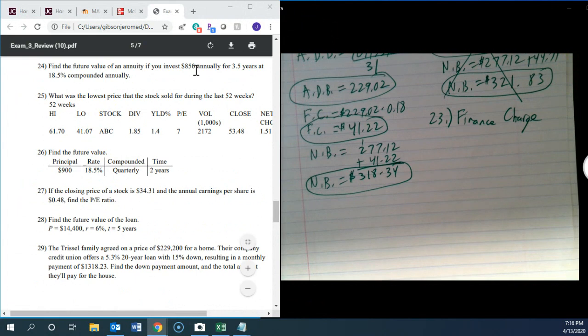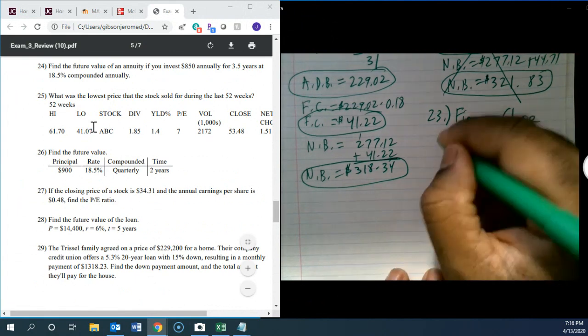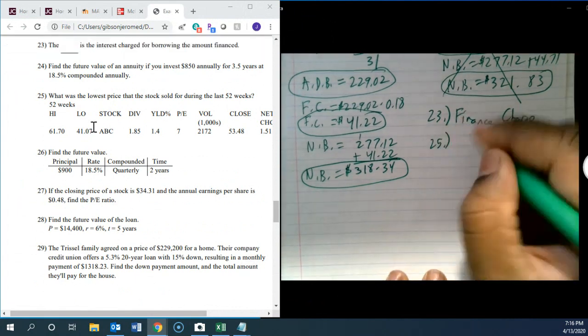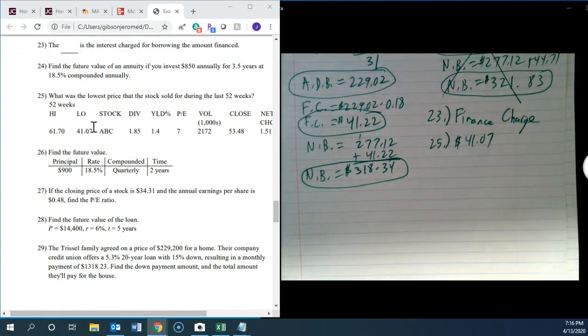But this is asking you, what is the answer when you keep adding $850 every year in addition to your interest? And we didn't do that. So now we're going to go to problem 25. It says, what was the lowest price that the stock sold for during the last 52 weeks? So we have 52 weeks. We look at the low. So 25, the low price is $41.07. So that is what 25 is equal to.